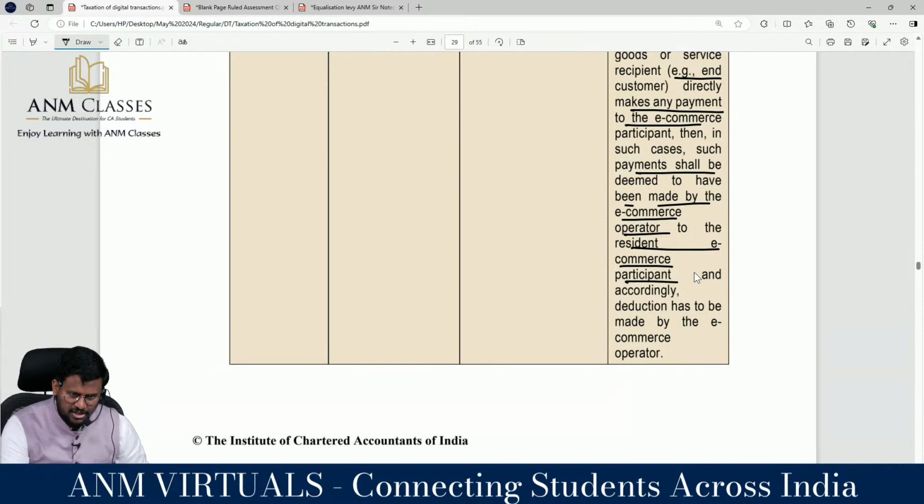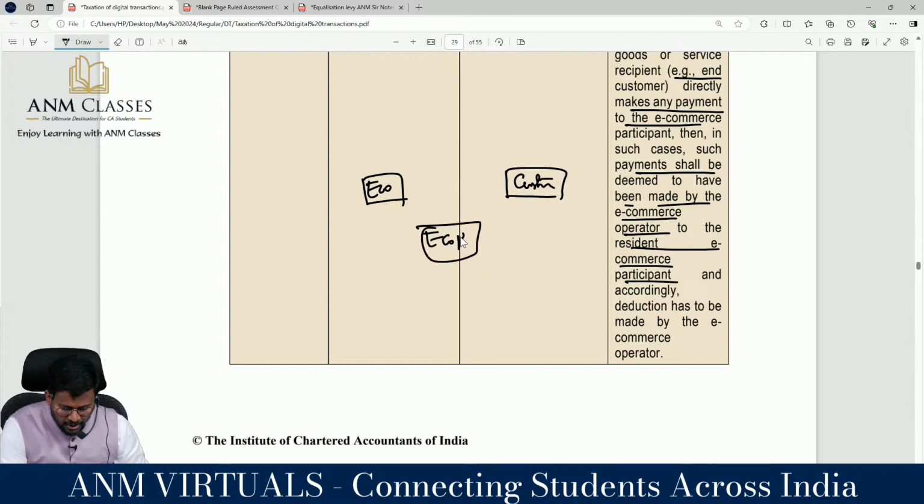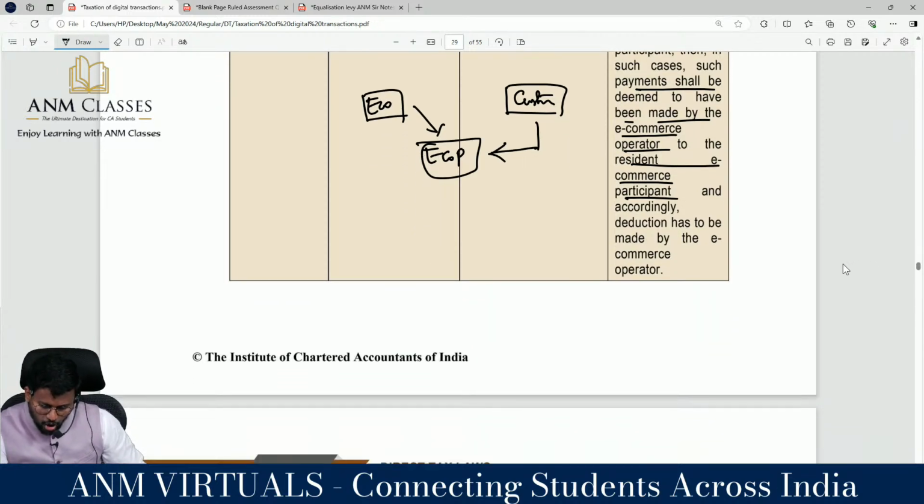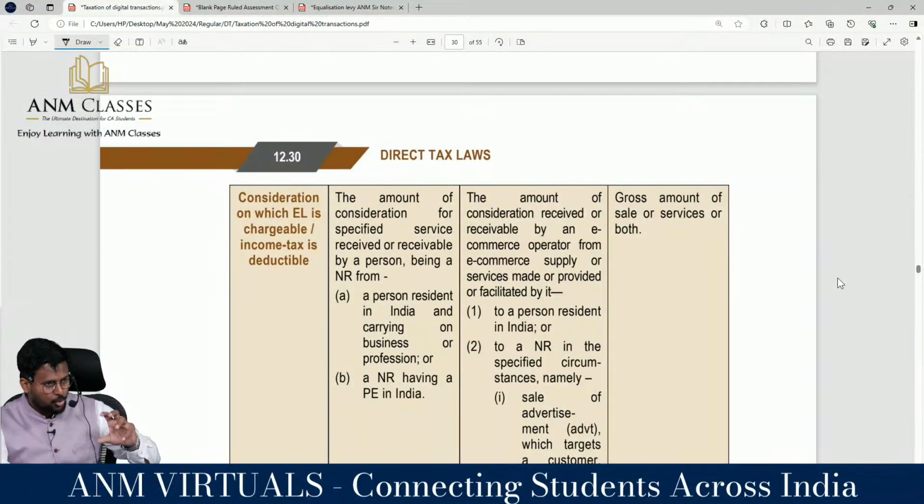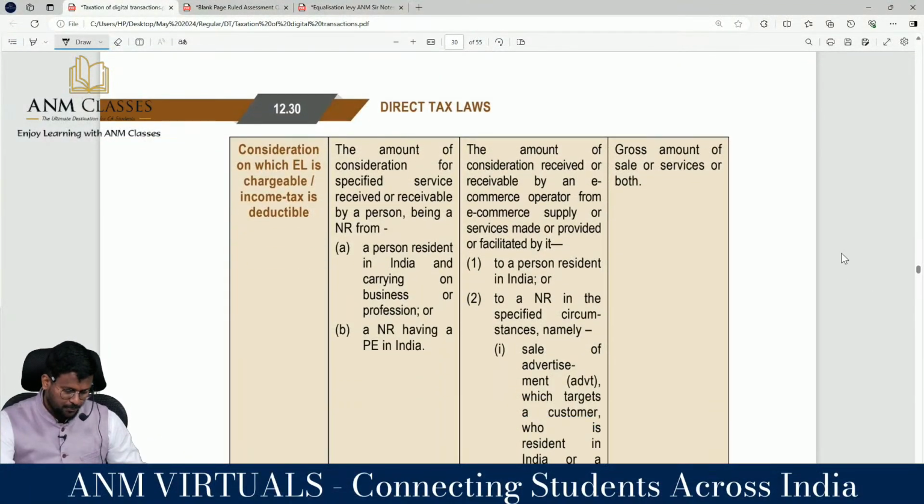That means, sir, this we already discussed in the class. E-commerce operator is there and customer is there, and e-commerce participant is also there. Correct? If the customer has directly made payment to the e-commerce participant, it will be treated as made by whom? Yes, sir. And accordingly, deduction has to be made by the e-commerce operator, even on the portion, TDS.